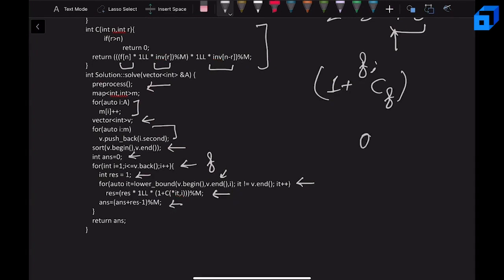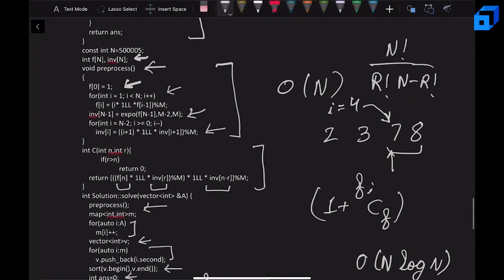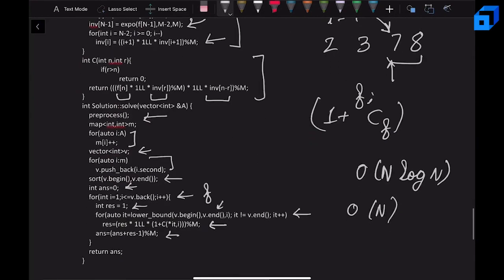So as you can see, the total time complexity will be O of n. Also we have binary search here, so this will be O of n log n, and the space complexity will be O of n, because we are only calculating the factorials, inverse factorials, and a map of frequencies of all the elements. So I hope the idea was clear to you.